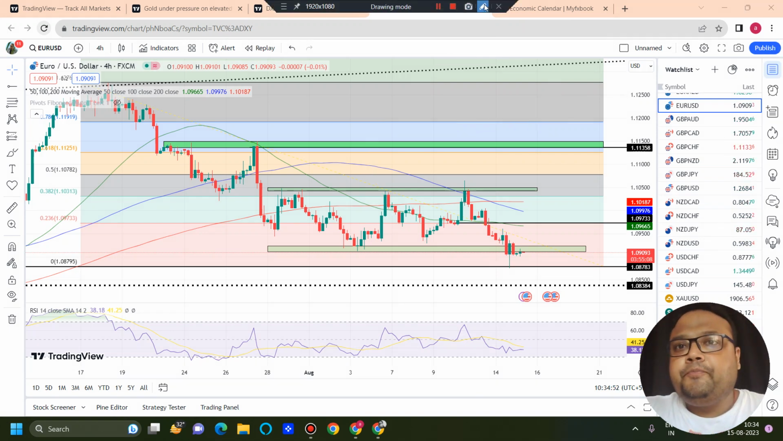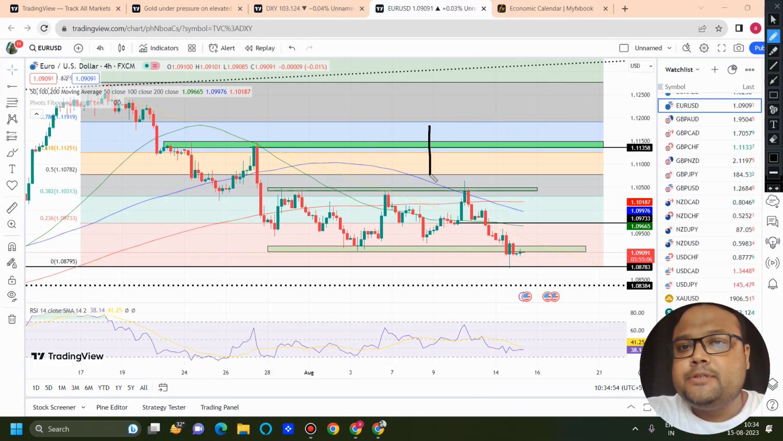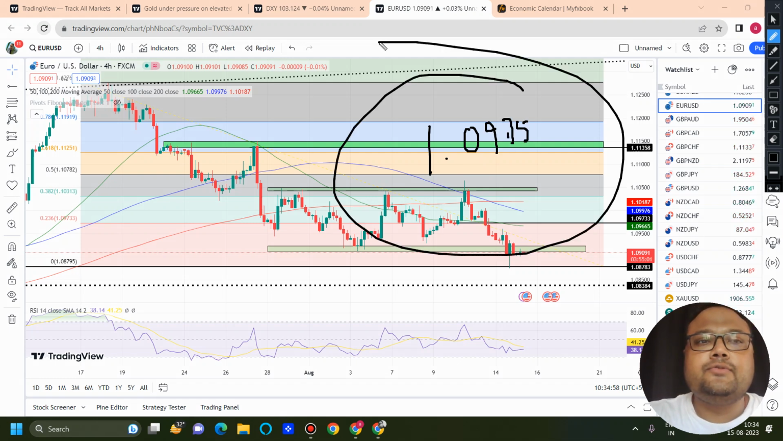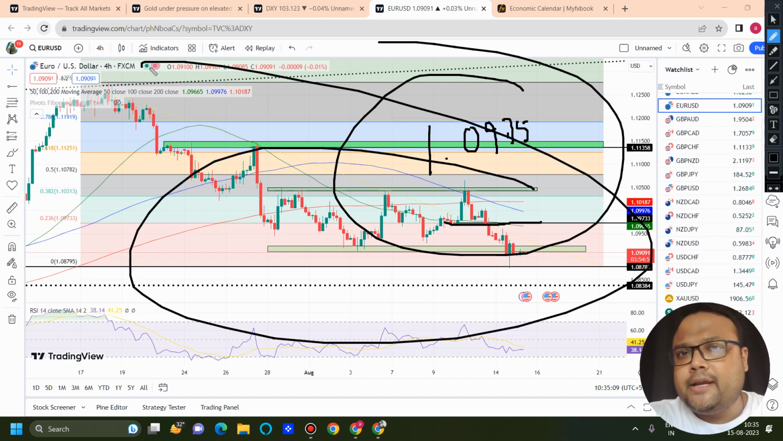And during the day, if the market shows upside, then 1.0975 may act as the resistance for the day before the US session, because you can see here we have the 50 moving average. Along with that, we also have previous support acting as resistance. In a sideways or choppy market, the moving average does not work. Moving averages are mostly built for trending markets.